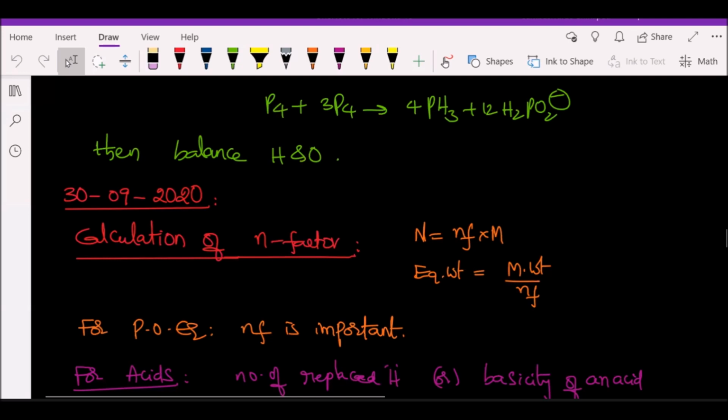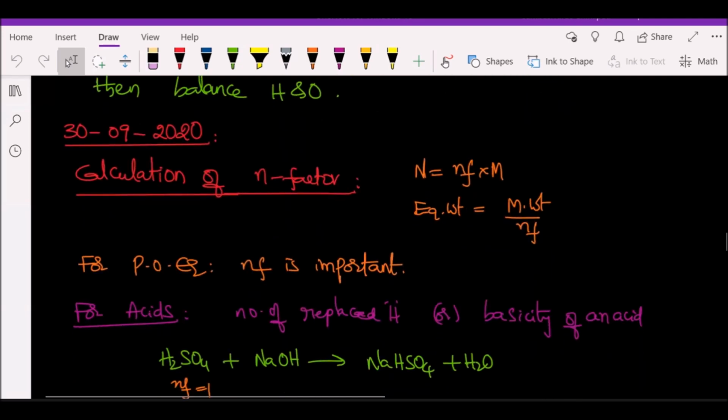So for acids, we already covered this in the beginning of the equivalent weight concept. We already covered how to write the n factor for acids, and I already gave it to you clearly. It is the number of replaced hydrogens, or the basicity of an acid, or the number of moles of NaOH used for the reaction. The number of moles of NaOH used for the reaction we call the n factor for an acid.